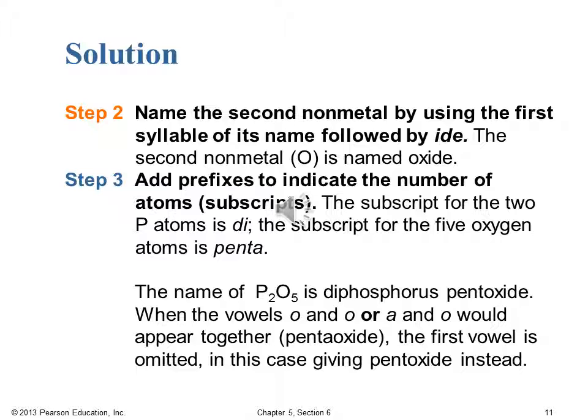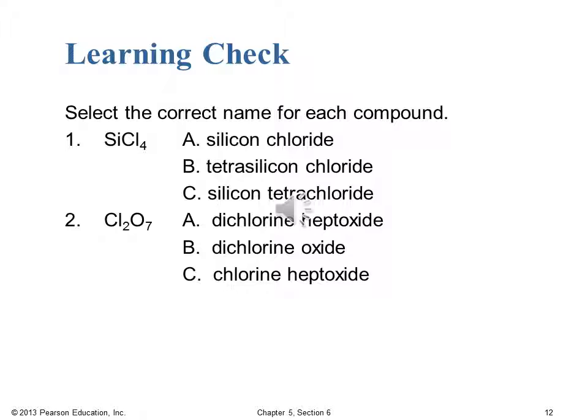Let's do another learning check to see how well you're doing, or to help you if you struggled with that one. Okay, so in this learning check, this would be more like the exams, you're going to select the correct name for each compound from the list. So for number 1, SiCl4, number 2, Cl2O7, please go ahead and select the appropriate name from the answer choices and pause the video while you do that. Once you've made your selection, start back up and we'll see how you did.